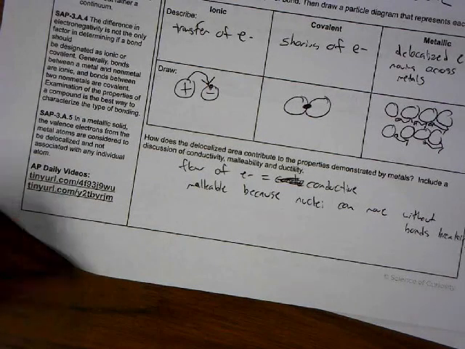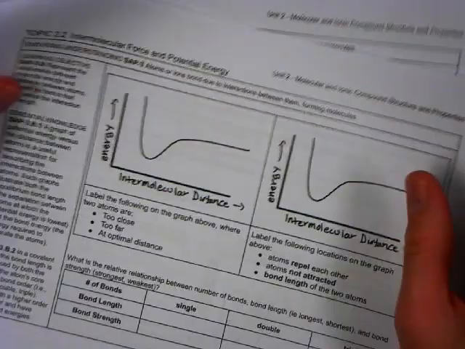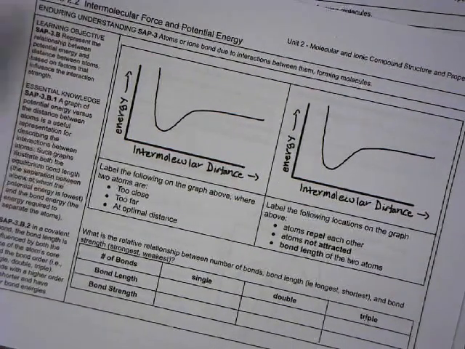Flip the page. Ductility. Ductility is the same thing as malleability. Ductility just means you can draw it into a string. So malleability is bend, ductile is into a wire. Same thing. Yeah, you got it.